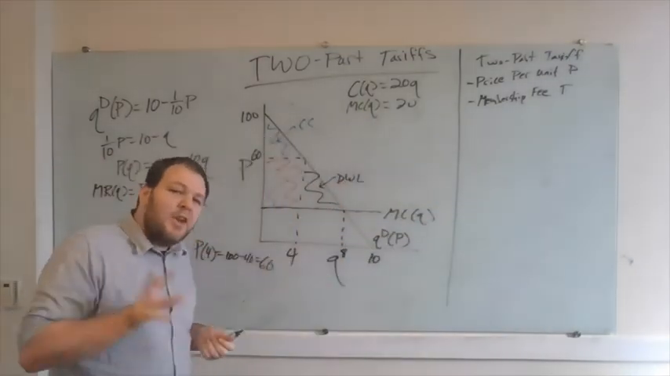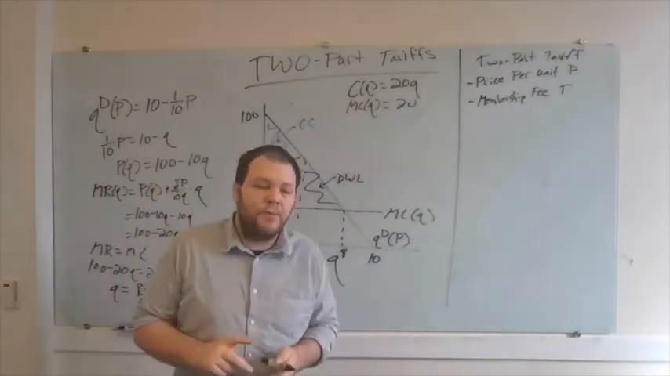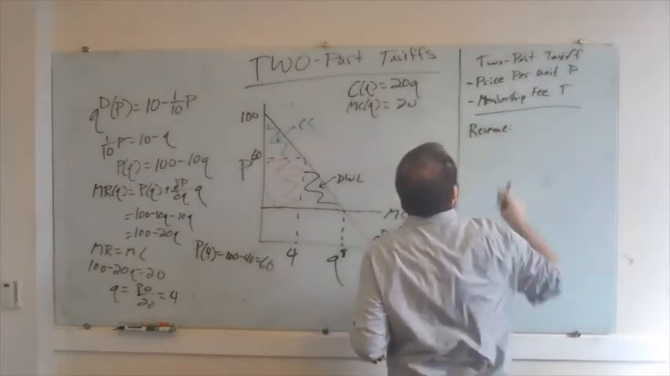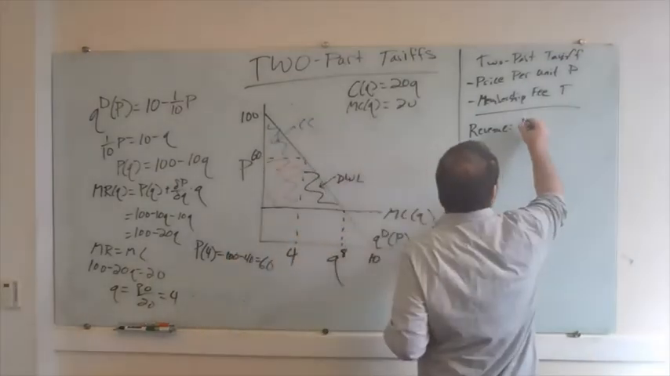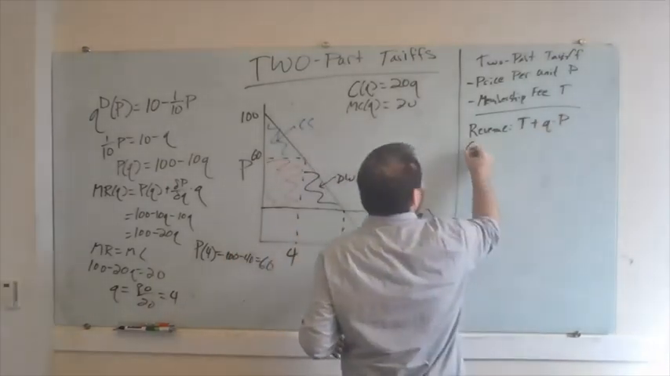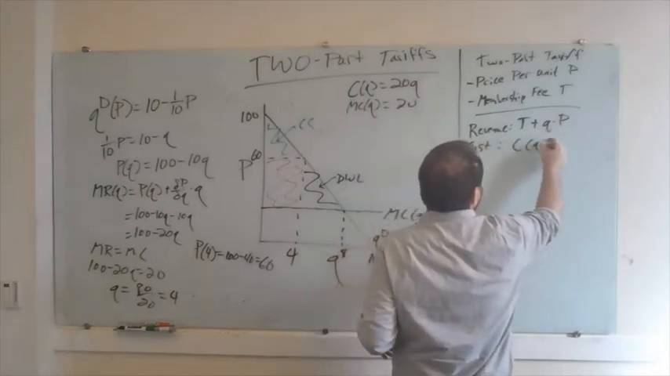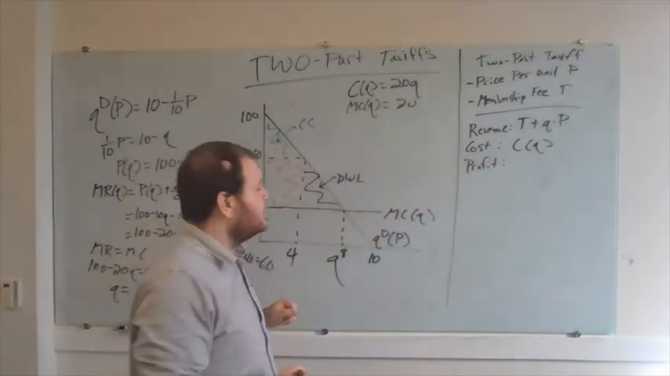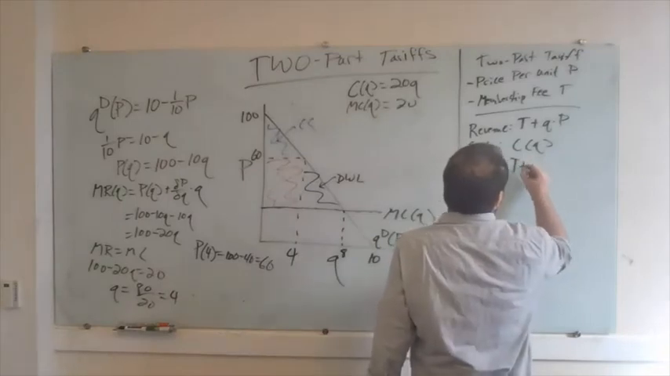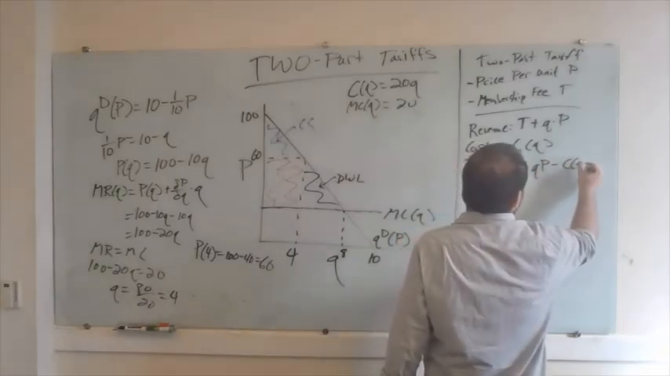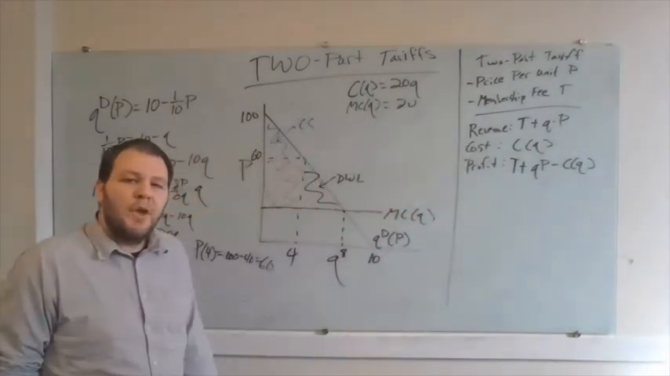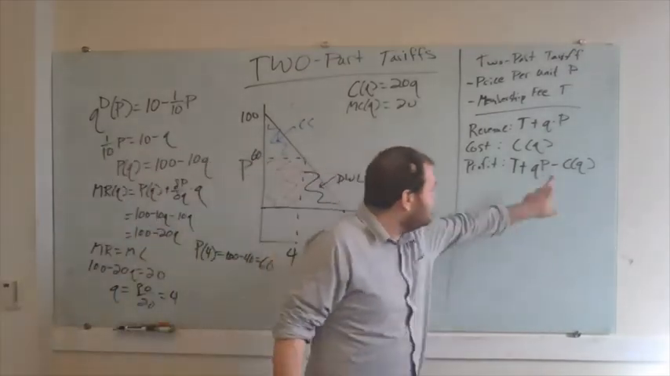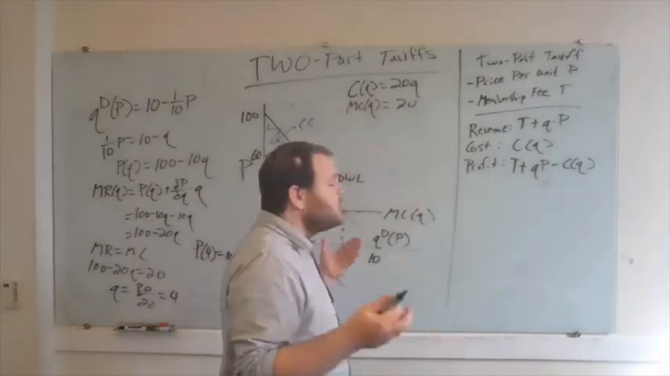The way I want you to think about this is to note that we've got 2 sources of revenue here. So our total revenue is going to be T plus Q times P. And of course our cost is going to be C of Q. So our profit, in this case where we've got constant marginal cost, is particularly straightforward. It's going to be T plus QP minus C of Q. Cool. So to think about how to maximize this, let's just pick a price, then figure out what our tariff could be, and see how much money we make.